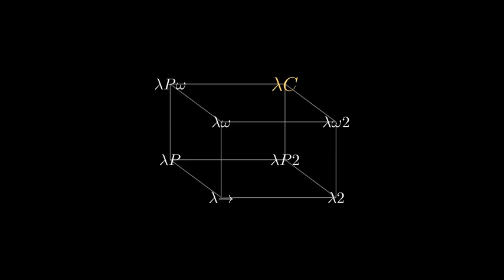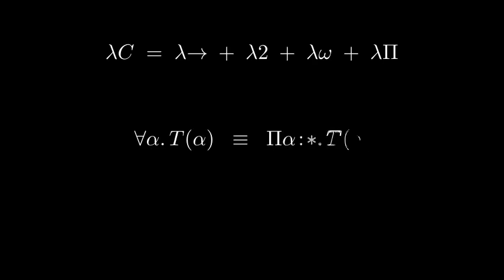The calculus of constructions, lambda C, is the top corner of the cube. It was introduced by Thierry Coquand and Gérard Huet in 1988. Terms can depend on terms. Terms can depend on types. Types can depend on types. Types can depend on terms. Every kind of dependency the lambda cube allows is allowed in CoC at once.